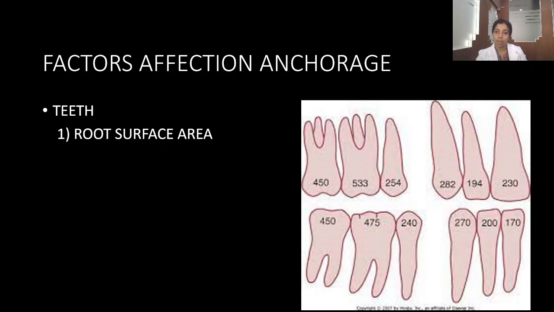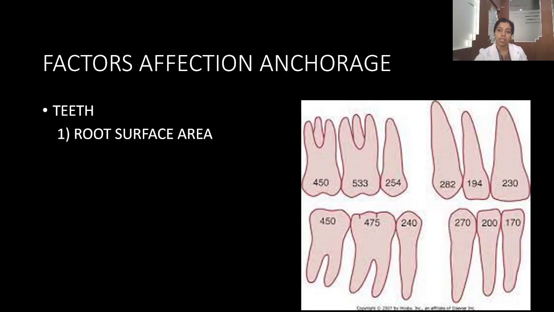The first factor we have to consider is about the teeth. What are the factors within the teeth that affect the anchorage? The first thing is the root surface area. What is root surface area? It is the overall surface area of the root. When we see this picture, the various teeth have differing root surface areas. Comparing the anteriors and posteriors, the root surface area for the posteriors is more because they have bulkier roots. And comparing the maxillary and mandibular teeth, the mandibular teeth have less root surface area compared to the maxillary teeth.